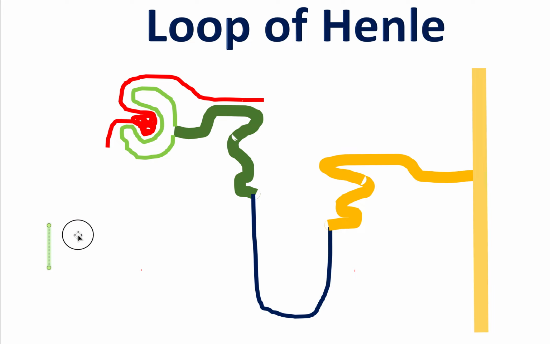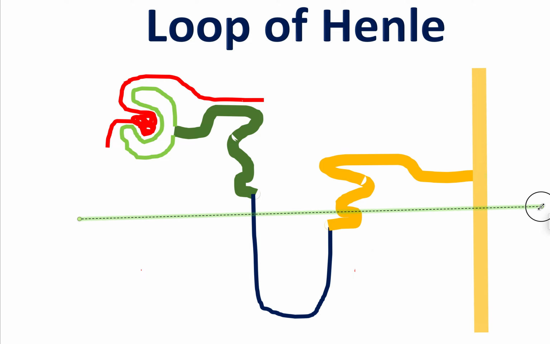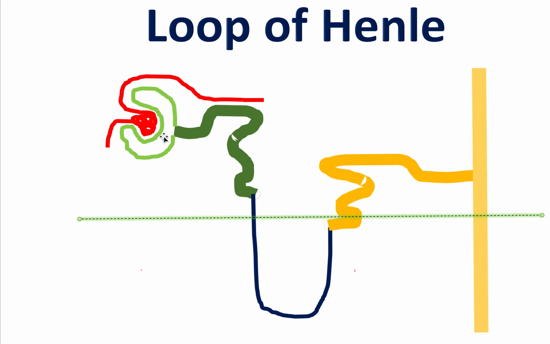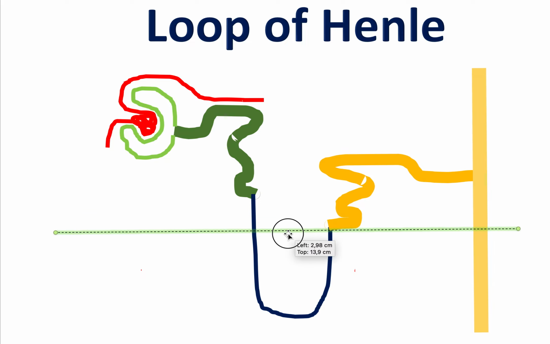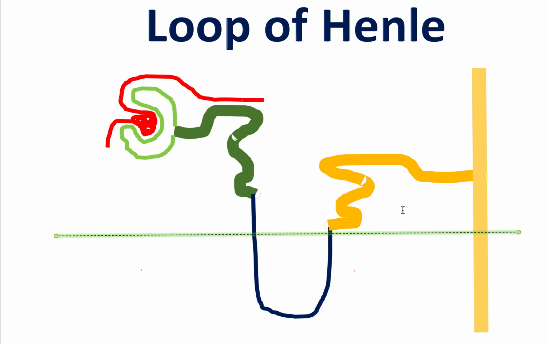First off, what we need to know, what's special about the loop of Henle, is that it is in a different place compared to the other two segments, so the rest of the nephron. So notice this line. I'm separating the top of the nephron from the loop of Henle. I'm doing this because the top of the nephron, so this whole segment, is in what you call the cortex of the kidney. And the loop of Henle is in the medulla.